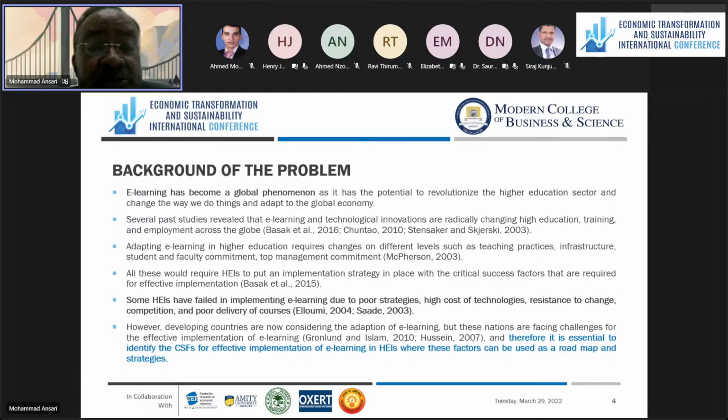Some higher education institutes failed in implementing e-learning due to poor strategies, high cost of technologies, resistance to change, competition, and poor delivery codes. This was from an author who gave a paper on that. But the education institutes that were equipped and could invest money in online learning succeeded in their motto. Therefore, it is essential to identify the critical success factors of implementing online learning. So in this paper, we recognize the critical success factors in other parts of the world and also in the GCC and Oman. We'll be having a look at that.